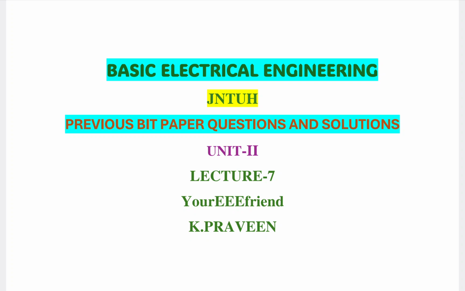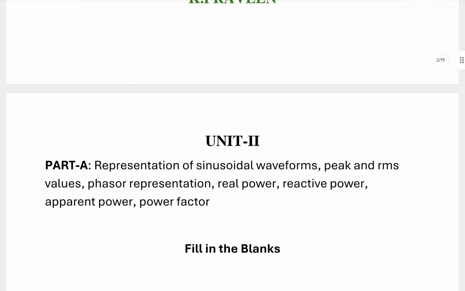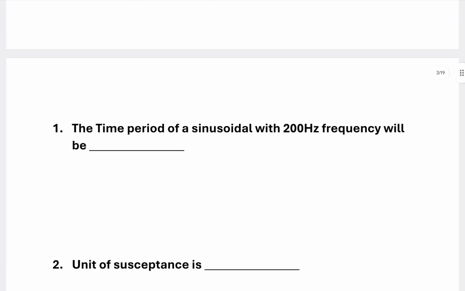This is lecture number 7 in JNTUH Basic Electrical Engineering previous year bit paper questions and solutions. In this lecture, we'll discuss the fill in the blanks questions of alternating quantities fundamental concepts. So let us start with the first question.